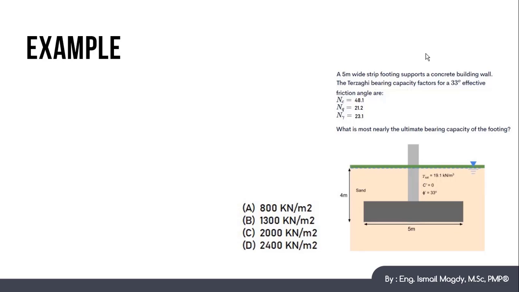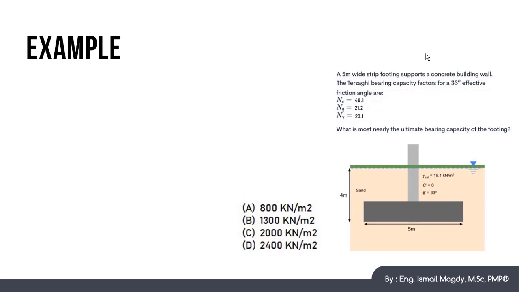So let's check this example. We have this foundation here, as we can see, with 5 meter width. The angle of internal friction is 33, and the soil coefficients Nc, Nq, N gamma are as shown here. And we want to calculate the ultimate bearing capacity for this footing.